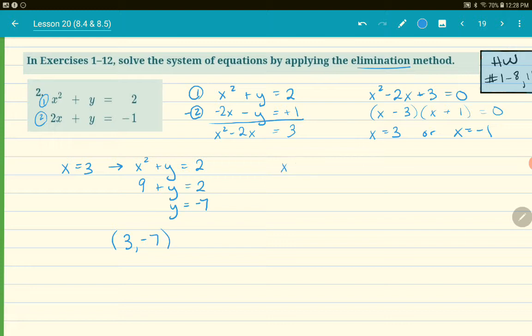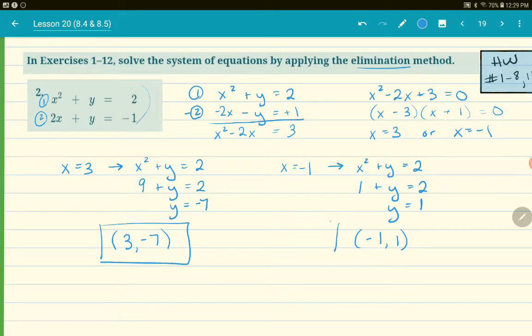And I also said that x might equal negative 1. And if that's the case, then to solve for y, I use an equation from the original system, and I plug in negative 1 squared is 1 plus y equals 2. So y equals 2 minus 1, which is 1. Which gives me the solution negative 1, 1. So I have two ordered pairs in my solution, and I want to check both of those. So I could check it by graphing, or I could check it by plugging it into those original equations.